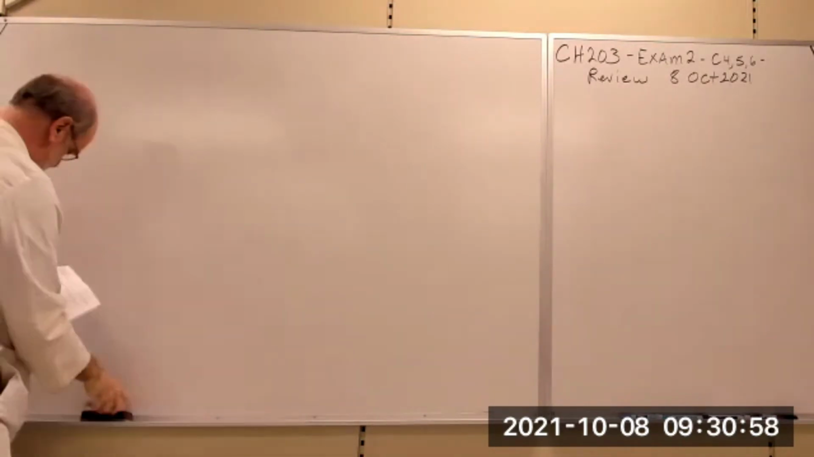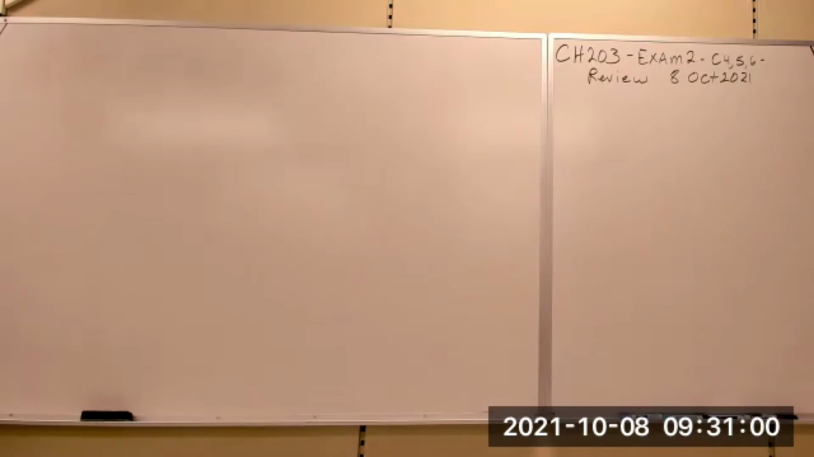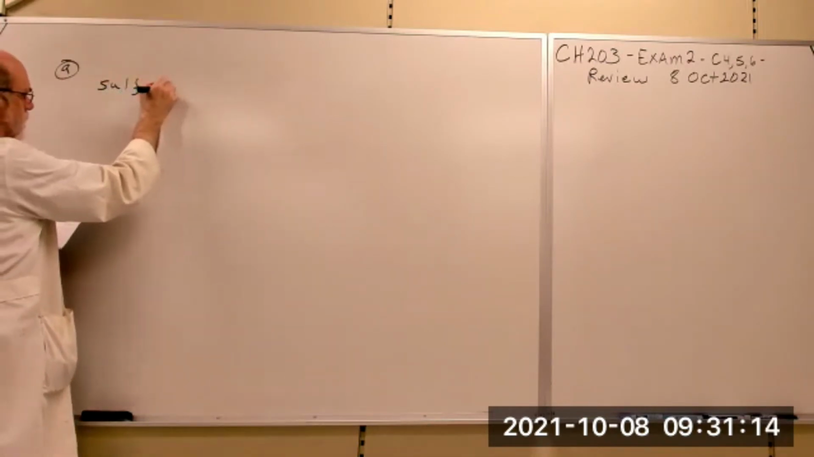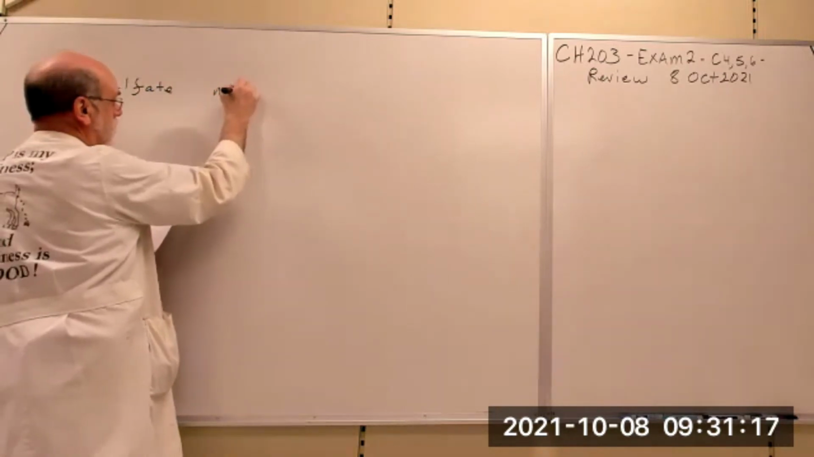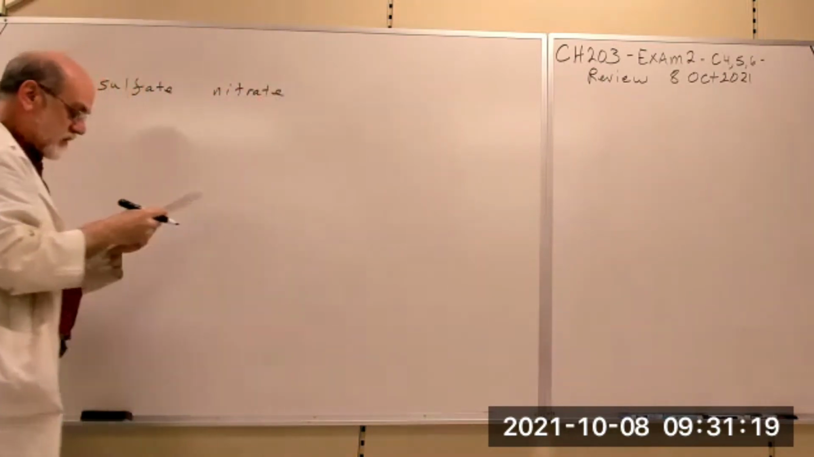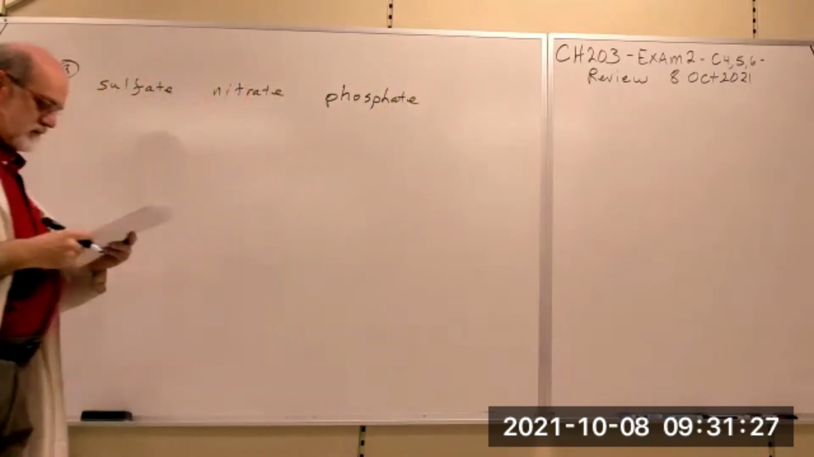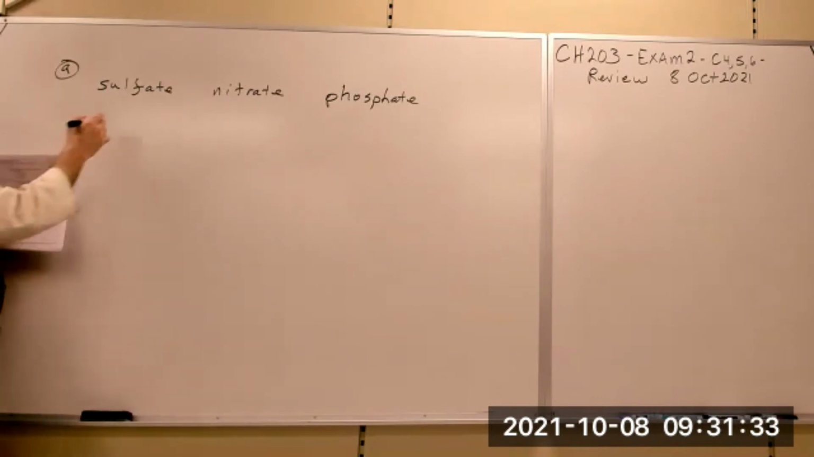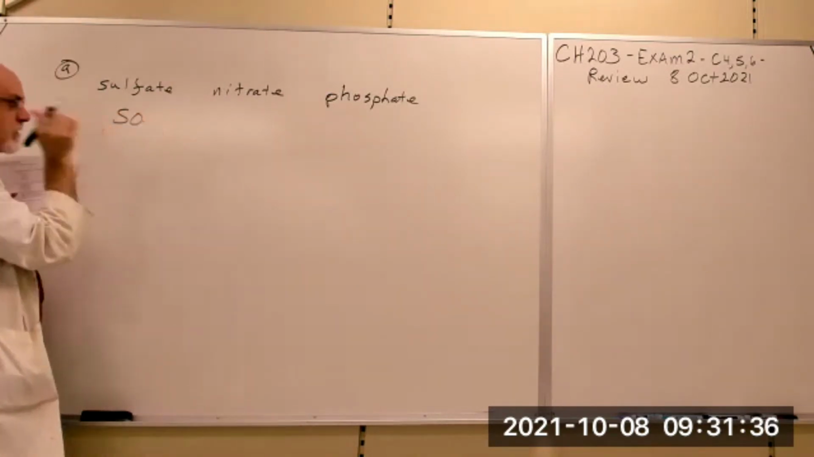Okay. Let's see. How about the formulas of sulfate, nitrate, and phosphate? Let's see who has short-term memory loss. So what's this one? Remember? SO3?